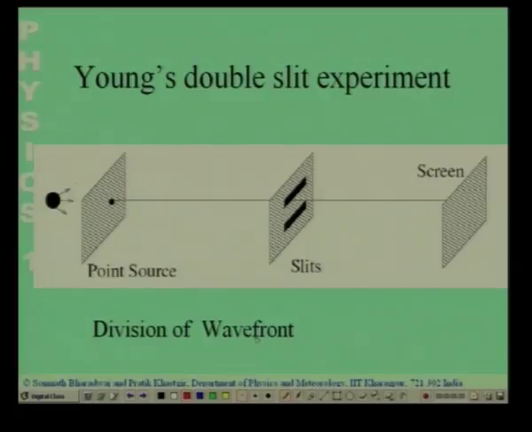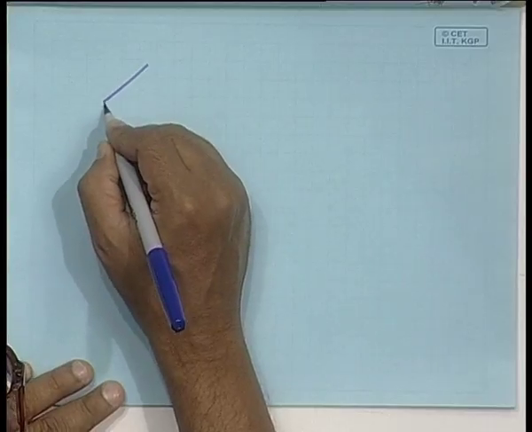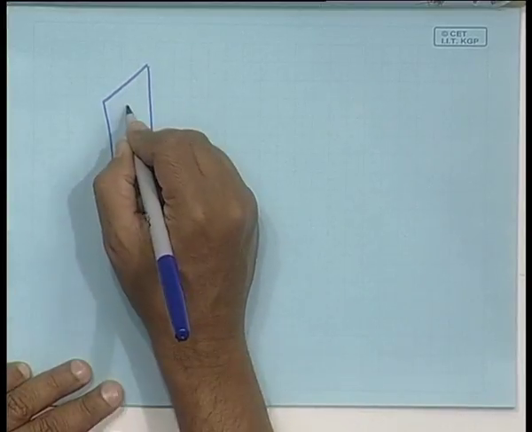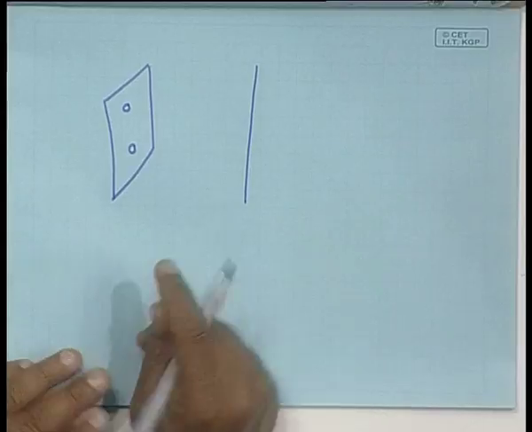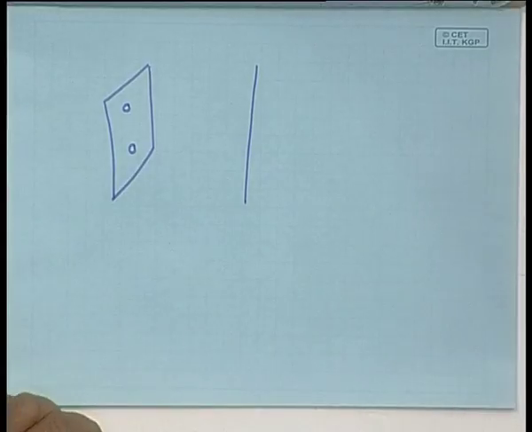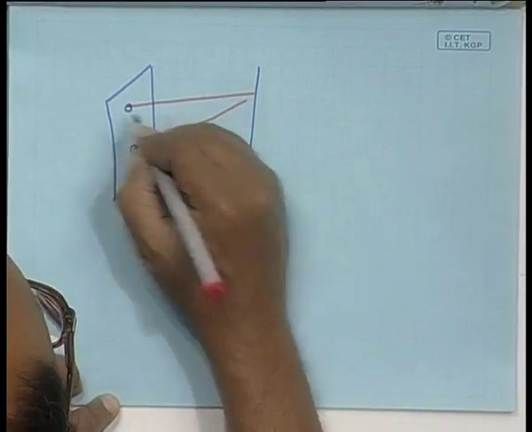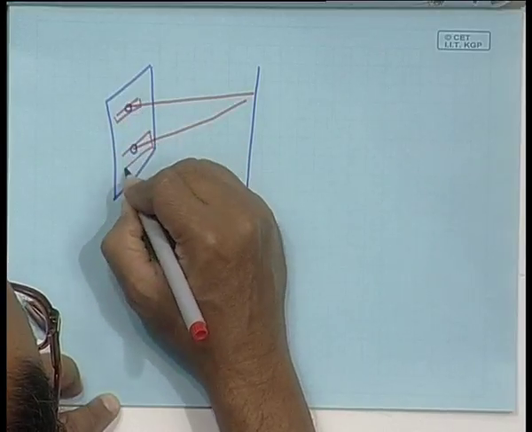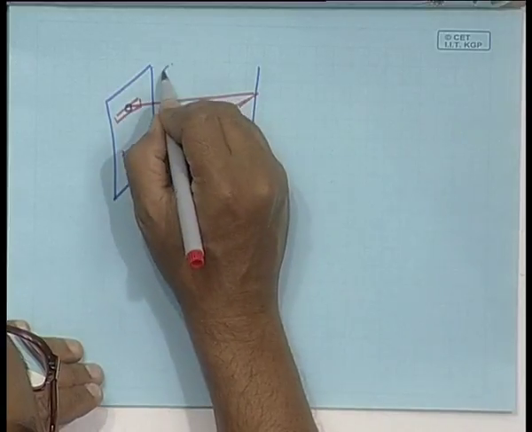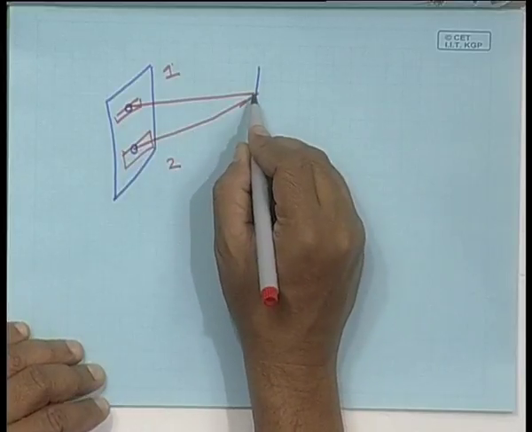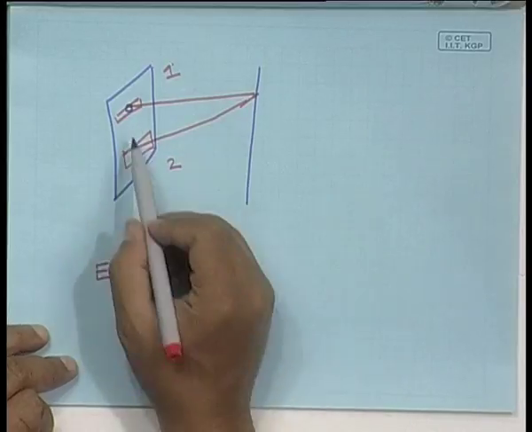So, in the Young's double slit experiment, this is a wave front, you have taken two different points over here, and on the screen you superpose the electric field or the wave at these two points. So, these are the slits, and on the screen you superpose the electric field. We can call this slit 1, this slit 2. What you have over here is E1 into E2, and you take the time average of E1 into E2.